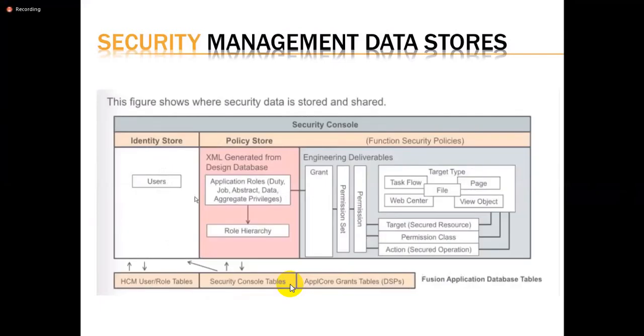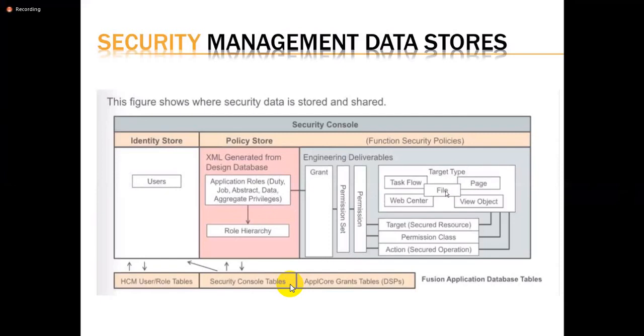Whenever we create a user account, whenever we assign a job role to the user, whenever we assign a data role to the user, whenever we assign an abstract role to the user, I didn't talk about abstract role, that's the next topic I'm going to talk about. When we assign an abstract role to the user, all those roles will be stored here. Okay, and the duty roles and aggregate privileges and the role hierarchies, basically that is typically the real core system functionality, right? The hierarchies between the different screens, duty roles, and aggregate privileges, those role hierarchies will be stored in the policy store.